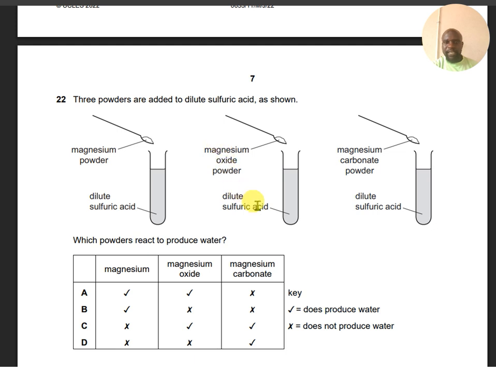If you react an oxide and an acid, it should also produce water, so an oxide or a carbonate. So the correct answer is magnesium oxide, this one. It is on part C. There's no water with magnesium, but with magnesium oxide, C, as well as with a carbonate, we have water. So this one is the only correct answer on number 22.